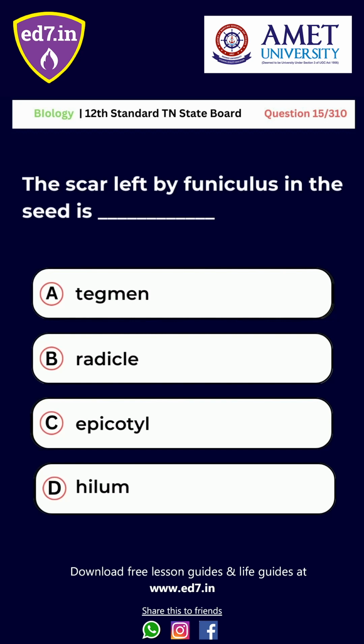Question number 15. The scar left by funiculus in the seed is option A, tegmen. B, radicle. C, epicotyl. D, hilum. And the right answer for this question is option D, hilum.